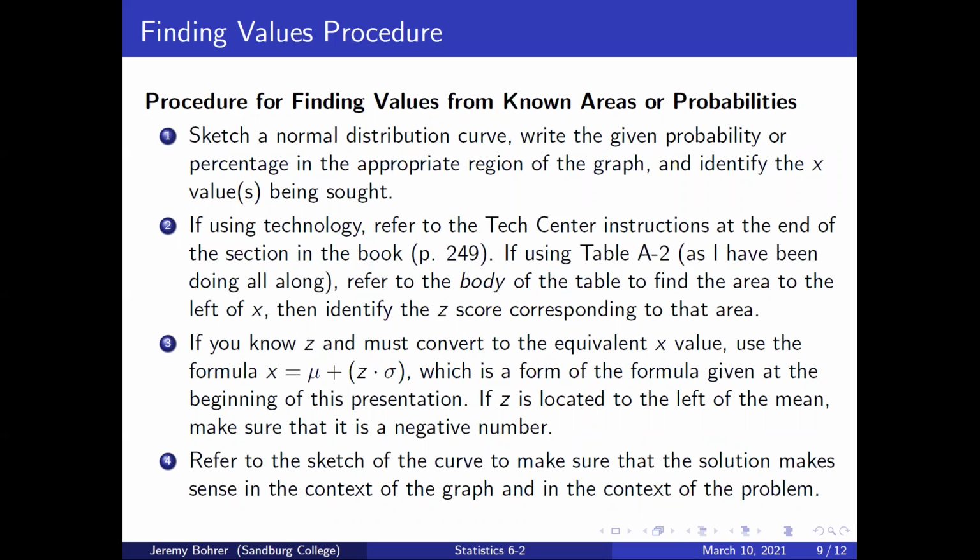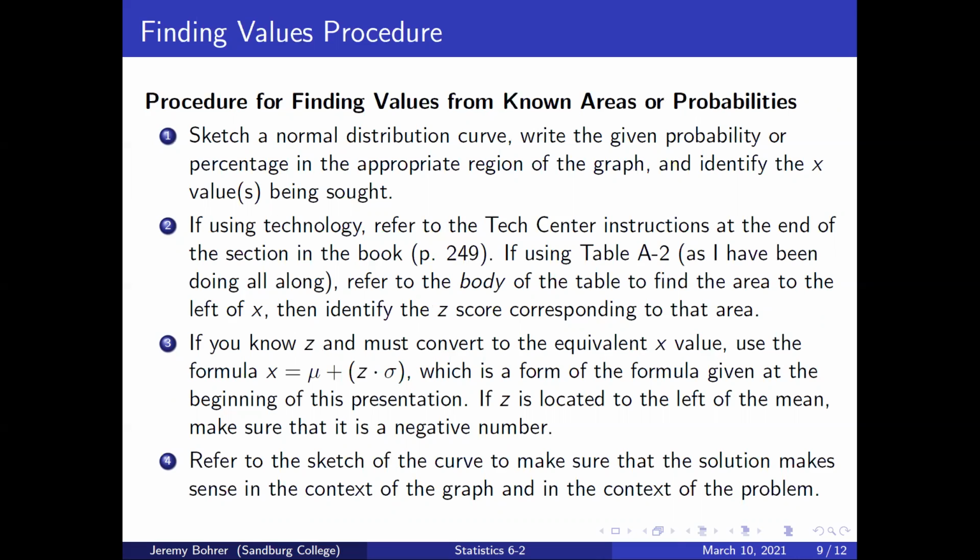Procedure for finding values from known areas or probabilities. First, sketch a normal distribution curve. Write the given probability or percentage in the appropriate region of the graph and identify the x values being sought. If using technology, refer to the text center instructions at the end of the section in the book, page 249. If using table A2, as I have been doing all along, refer to the body of the table to find the area to the left of x, then identify the z-score corresponding to that area.